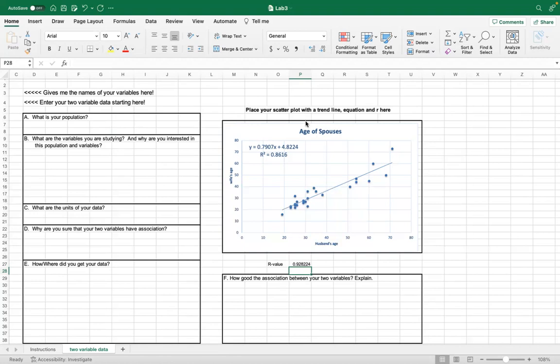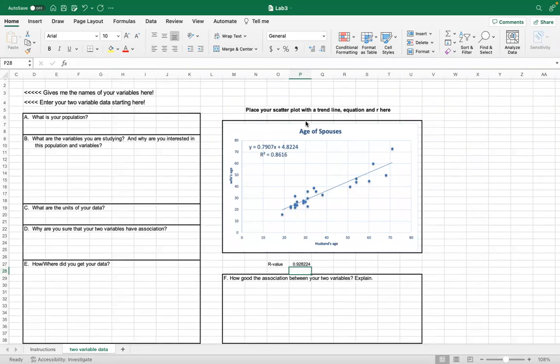86.16% of our data can be explained by that linear equation. That's what it means, but we don't use that in this class. If you take 244, they will use R squared more. But in this class, we don't use R squared. We just use the R.